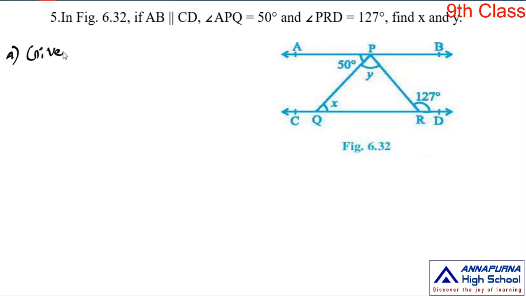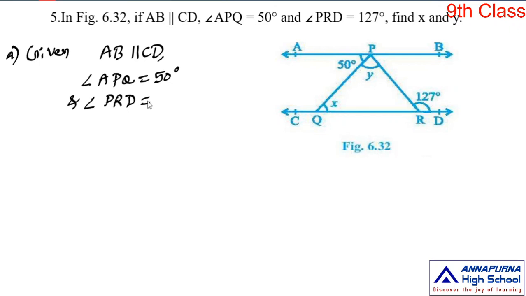Given AB is parallel to CD, angle APQ is equal to 50 degrees and angle PRD is equal to 127 degrees. We find X and Y.